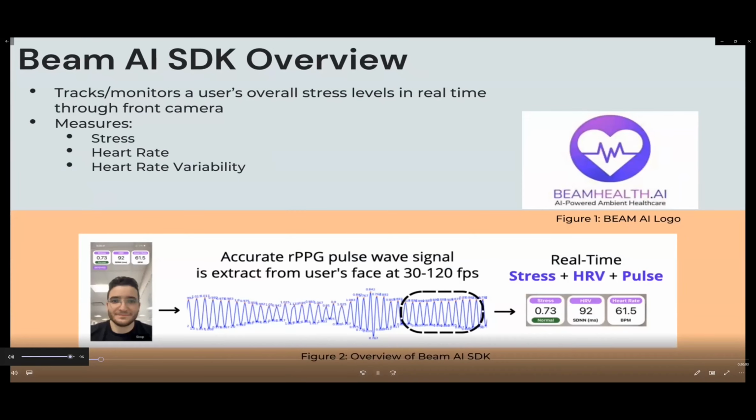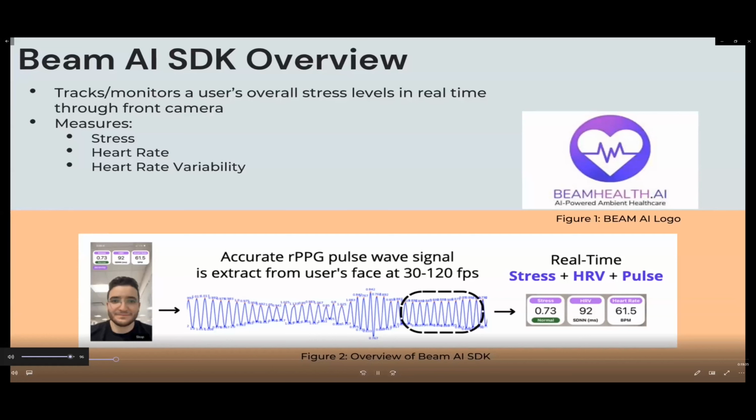So what exactly is this Beam AI SDK? A brief overview of what it's doing is tracking and monitoring a user's overall stress levels in real time through the front camera. So essentially, you have a downloaded app, you open it, and it has your front camera on so it can see your face, and it can then measure your stress, your heart rate, and then your heart rate variability. And we'll go into more detail later about how exactly it can measure these three things.